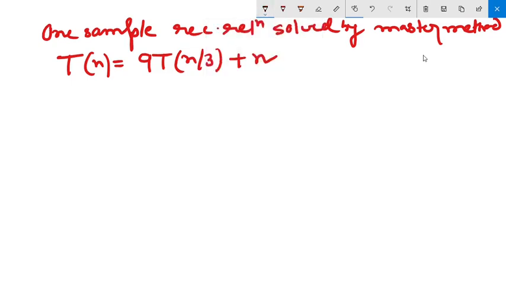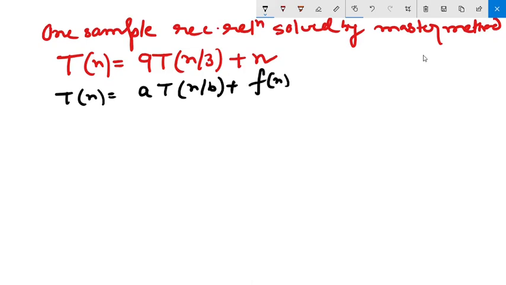So first you have to see whether the problem that is given to you is actually in the form of master method form or not. Then only you can apply. So you know that master method form is what? Master method form you can write like this: T(n) = aT(n/b) + f(n). Okay, so now here if you compare, then a equals 9, b equals 3, and f(n) equals n.